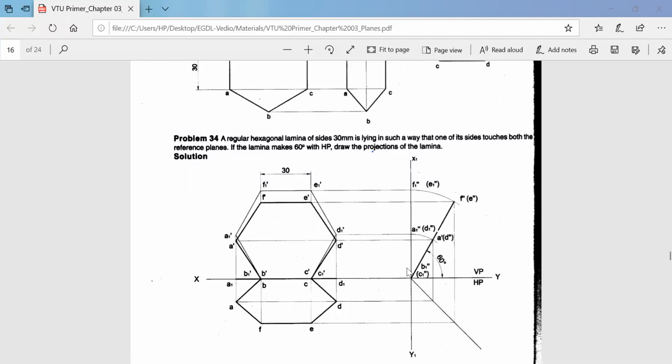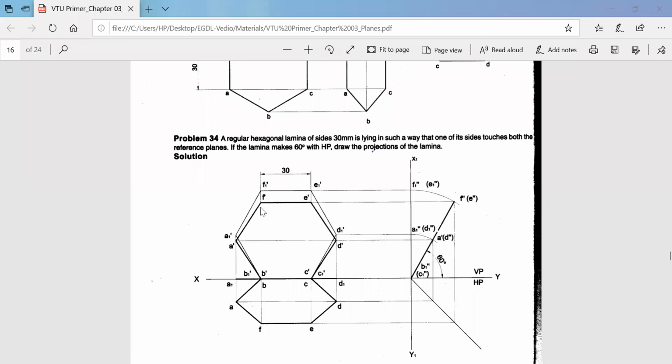Similarly, you will keep one end of the compass here, measure this distance, and rotate the given side view parallel to our reference plane. Using the compass, you just cut an arc. Where it meets, it will be our F1 double dash and E1 double dash. So now you got two points, and these two points have to be projected back.